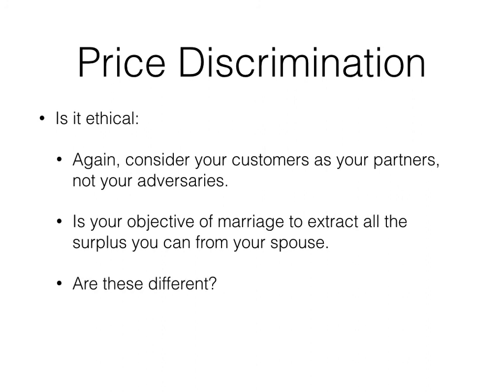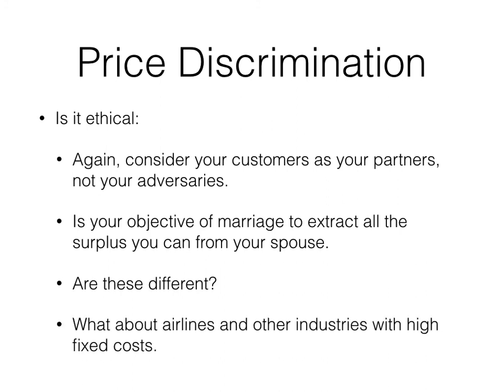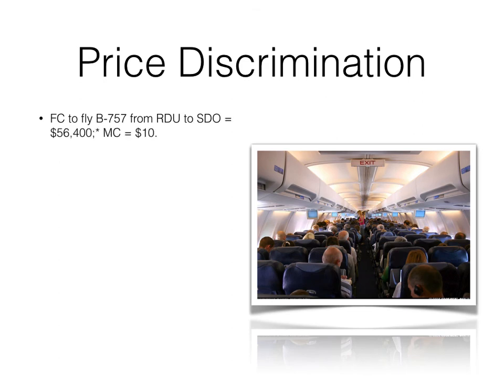And these are a little different, but I want to look at something different. What about airlines and other industries with high fixed costs? Without the ability to price discriminate, a lot of these markets would not exist at all. So, for example, if you look at price discrimination with the airline, the fixed cost to fly a 757 from Raleigh-Durham to San Diego is $56,400, and we'll say the marginal cost, adding one more person to that plane, increases that cost by, say, $10. So the average total cost for a plane with 188 seats is $310.